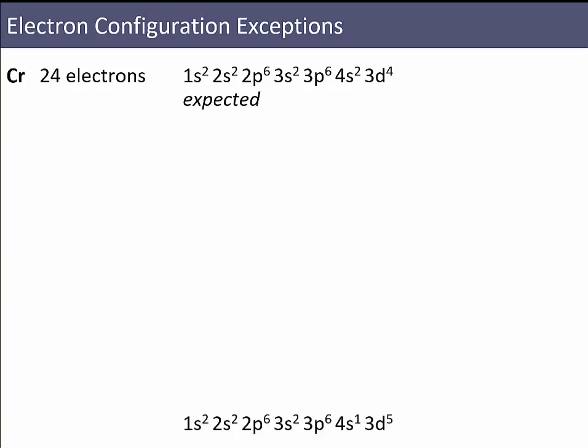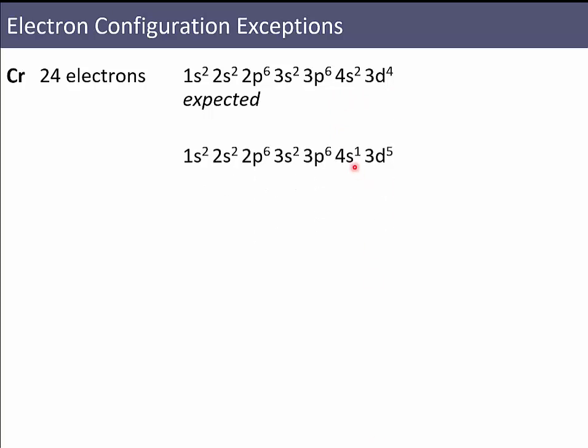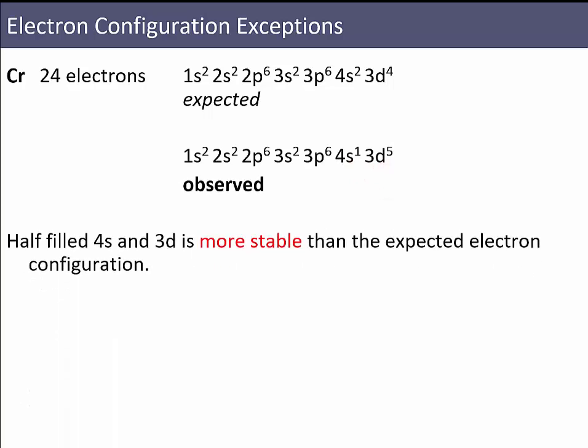Right? What you actually see is a 4s1, 3d5. That's what you observe, and that's because half-filled 4s and 3d is more stable than the electron configuration that's expected. Same sort of thing is going to happen as above.